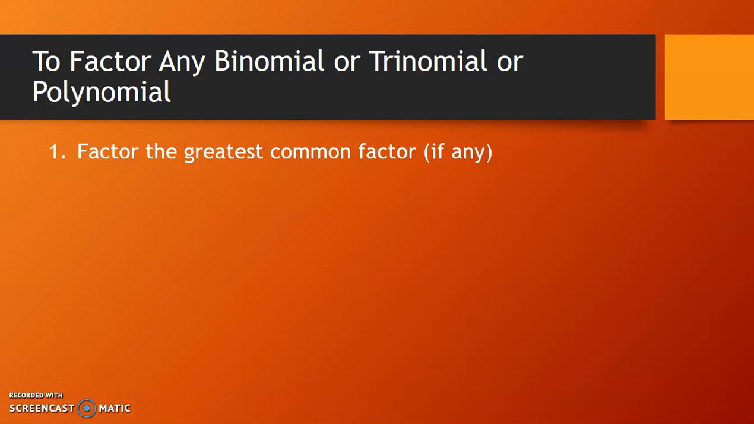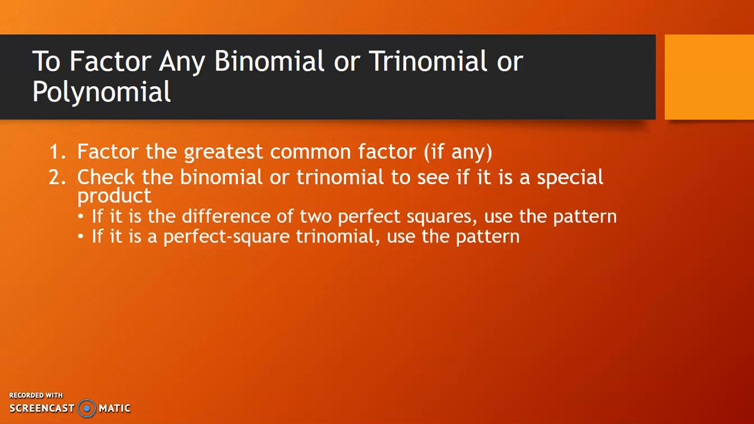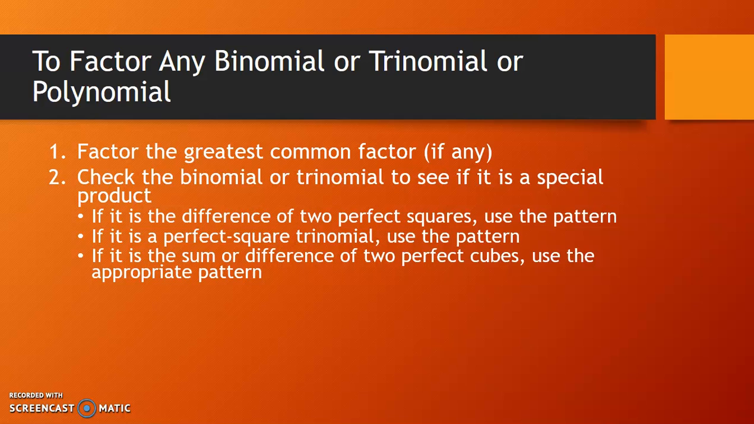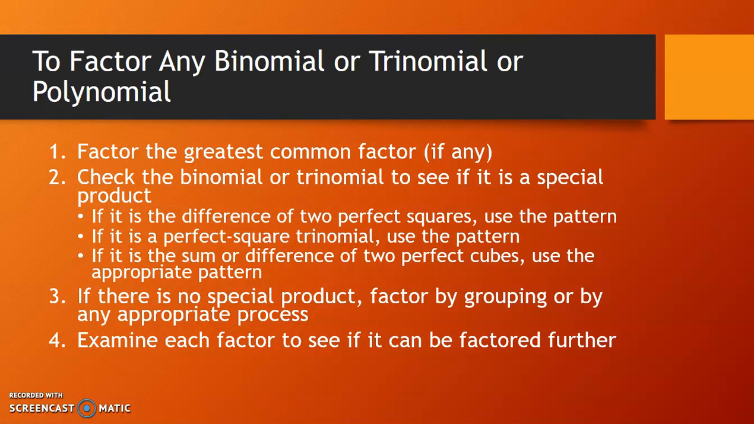Alright, so in order to factor any binomial or trinomial or any polynomial, factor out the greatest common factor first if you can, if there are any. Check the binomial or trinomial to see if it's a special product, so those would be the ones that we've talked about in previous sections, like sections 1 and 2. So this goes over if you've got two perfect squares, perfect square trinomial, sum or difference of two perfect cubes, use those patterns that we've talked about. If there is no special product, factor by grouping, and then examine each factor to see if it can be factored further. Check it by multiplying, but I'm not going to be too concerned about you guys checking it by multiplying. That's just something that you could do if you wanted to make sure that you did it right.